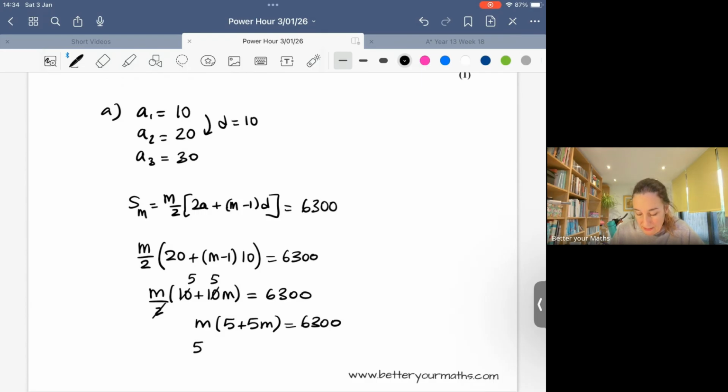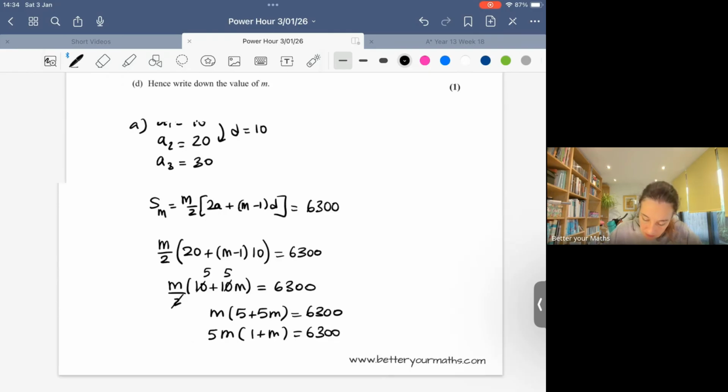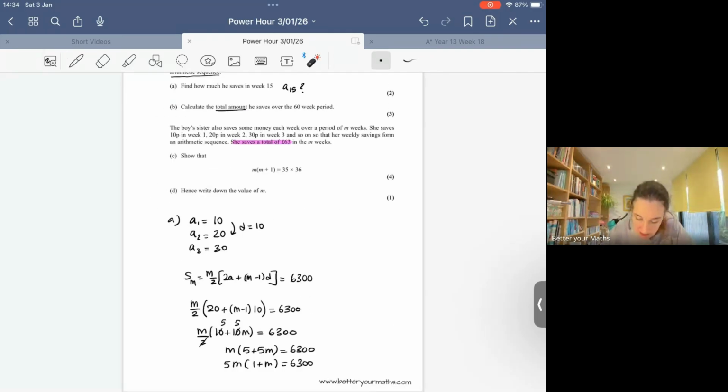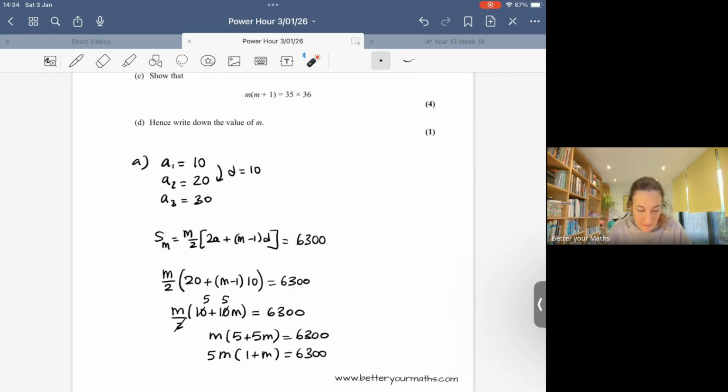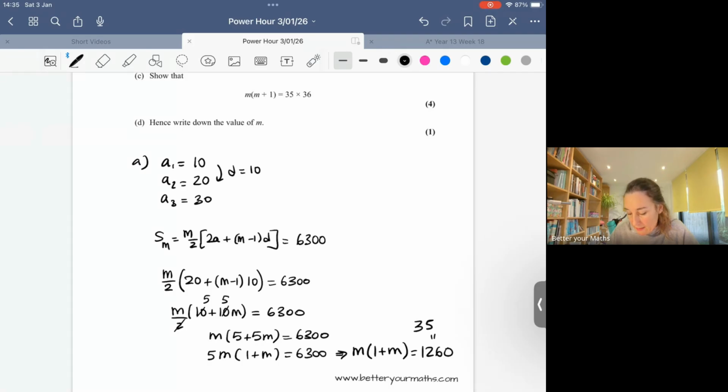I can factorize the 5, and I have 1 plus m, 6,300. And look what it has to be. It has to be m plus 1. We have this bit. And then when we divide 6,300 by 5, we are going to get 35 times 36. So when we divide that, m times (1 plus m) is 1,260. That can be written as 35 times 36.